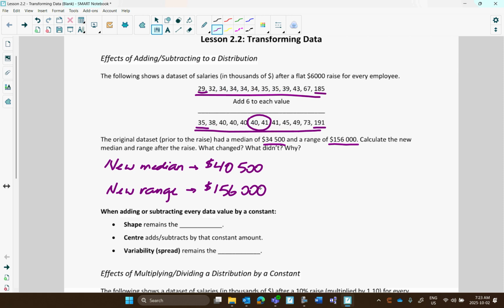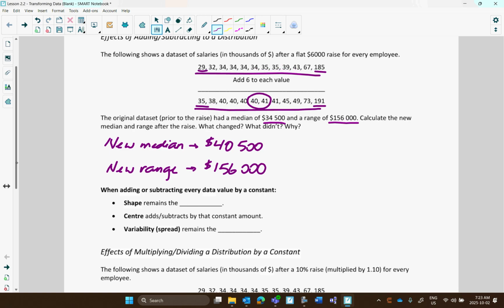So we can see that if we add a constant amount to a distribution of data values, we would also add that same amount to the original median to get the new median. For the range, the measure of spread that we're using here, the original range was 156,000, but when we added 6,000 to each data value, the range stayed at 156,000.